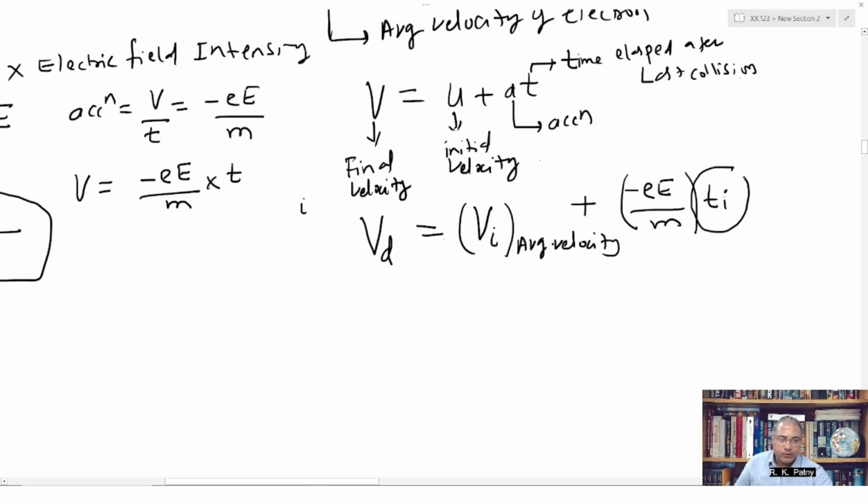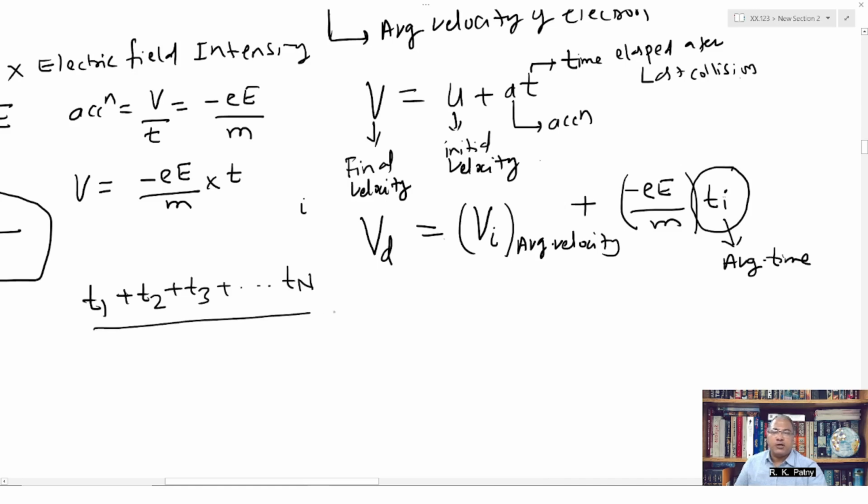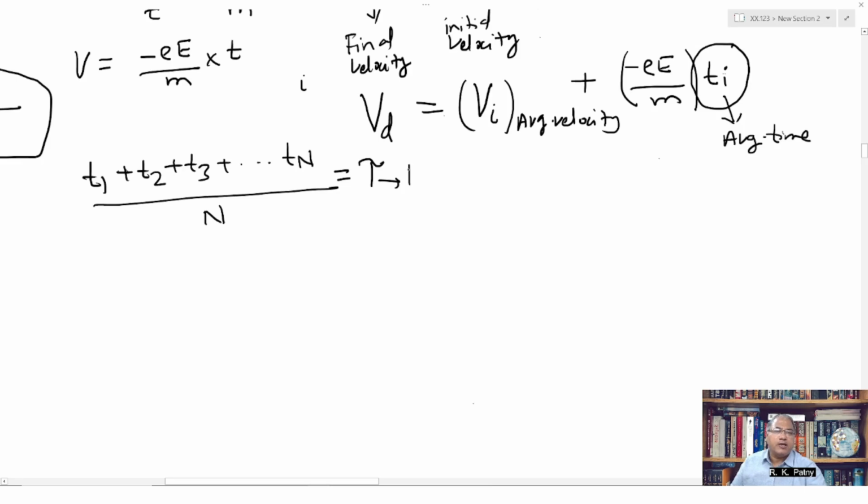Here, even for the time we have to consider the average time, because we have already considered the average velocity. Now how to find the average time? T1 is the time for the first collision, T2 for the second collision, T3 for the third collision, and so on, Tn for the last collision, divided by n. This value is called tau. This tau is technically called the relaxation time.